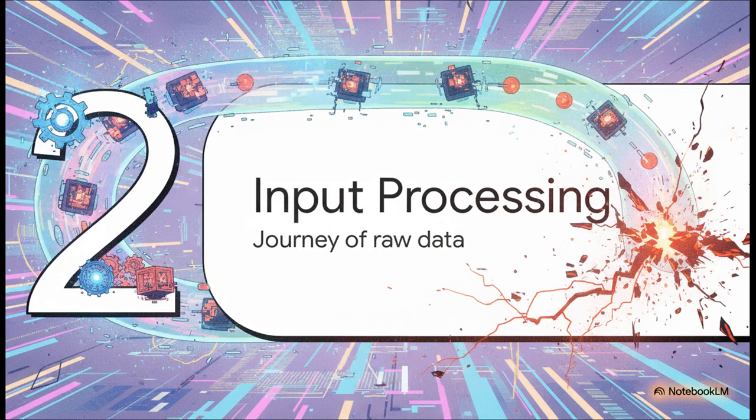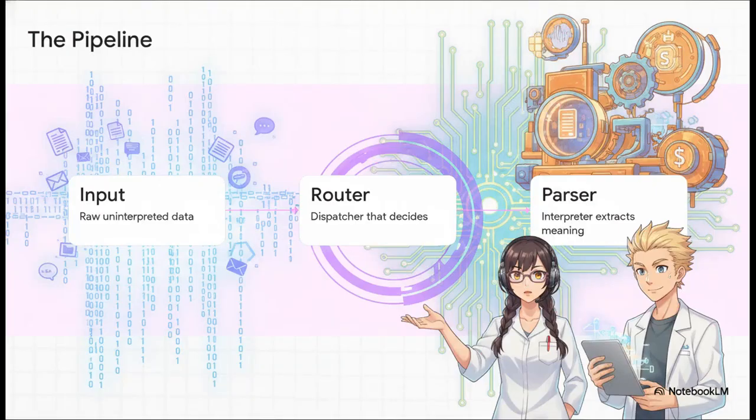Moving right into Section 2, Anatomy of Input Processing, the journey of raw data. So, why do we always blame the wrong guy? Well, when an error happens, the parser is the component that actually throws that loud, highly visible error message. We see it complaining, so naturally we blame it. But the core insight here is that in almost every case, the parser is perfectly fine. It's doing exactly what it was programmed to do.